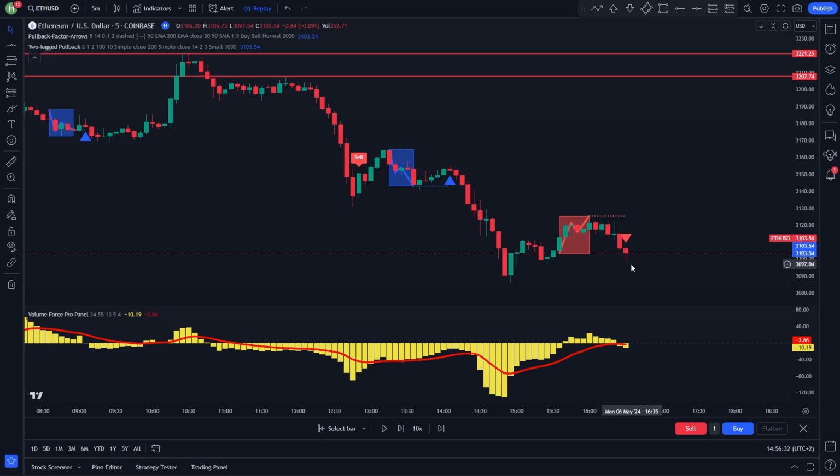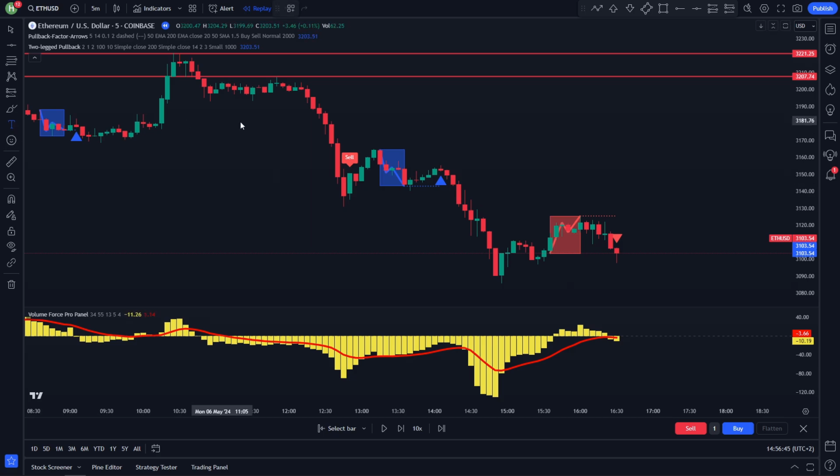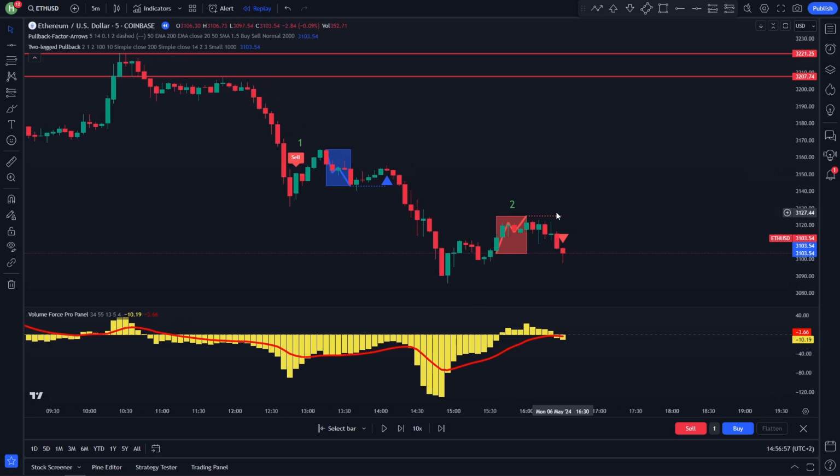Now, the same as with our previous examples, you will notice a lot more signals than on the higher time frames. For this reason, it is important that we follow the exact rules that we've covered in this video. So firstly, we are waiting for a sell signal from our pullback factor indicator. After this, we are waiting for a bearish alert from the two-legged pullback indicator.